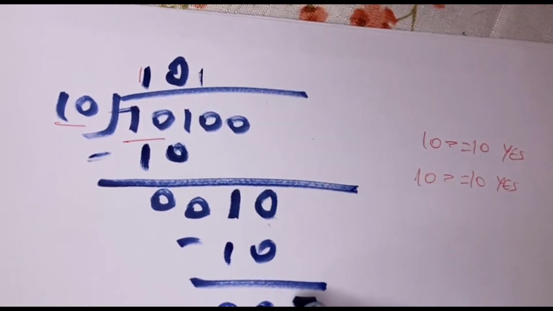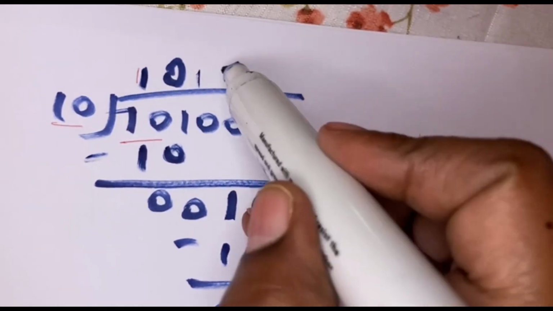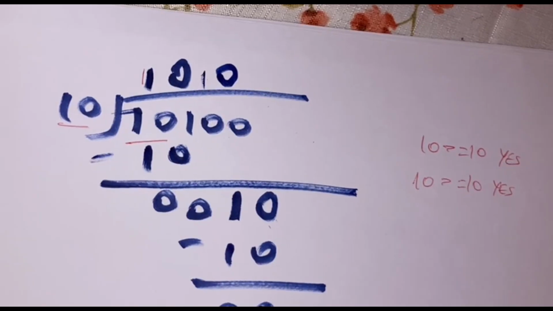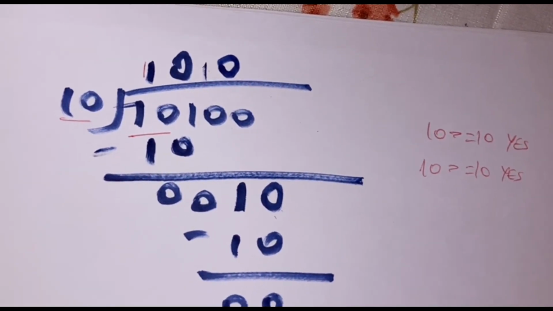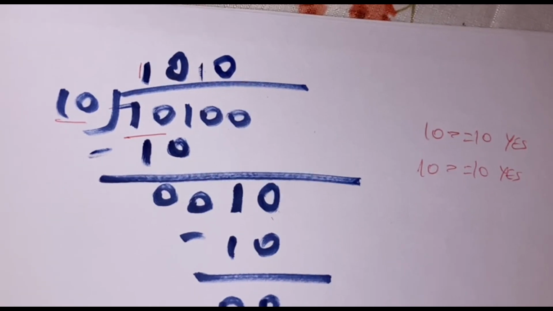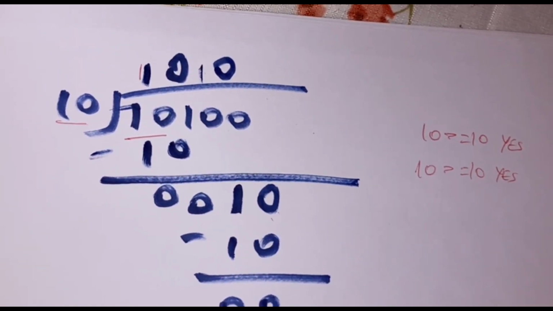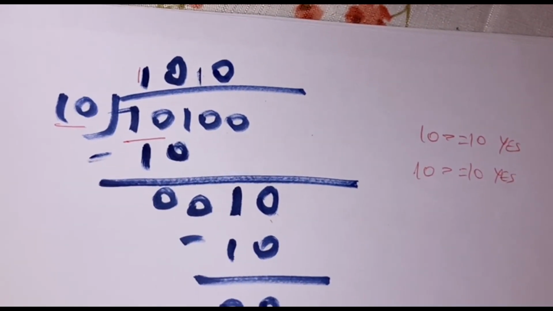So the remaining 0 cannot be divided by 1, 0, but we can add a 0 to the quotient because it's an extra. Therefore, 1, 0, 1, 0, 0 divided by 1, 0 is 1, 0, 1, 0. Let's check here.